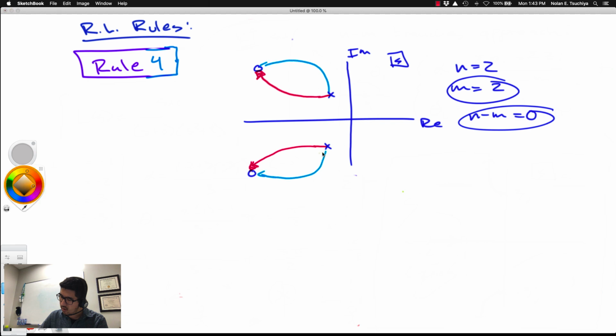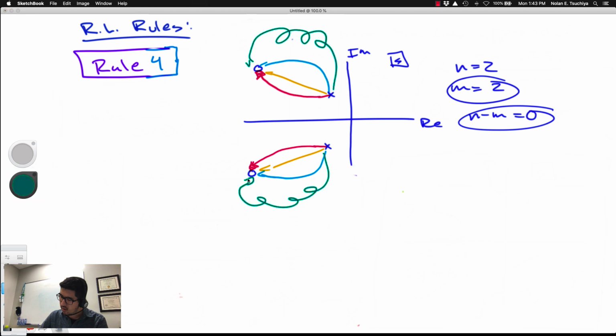Or do they look like this? Or do they look like this? Right? The question is, okay, what I'm trying to get at is, how do the branches leave the poles, and how do the branches terminate at the zeros?